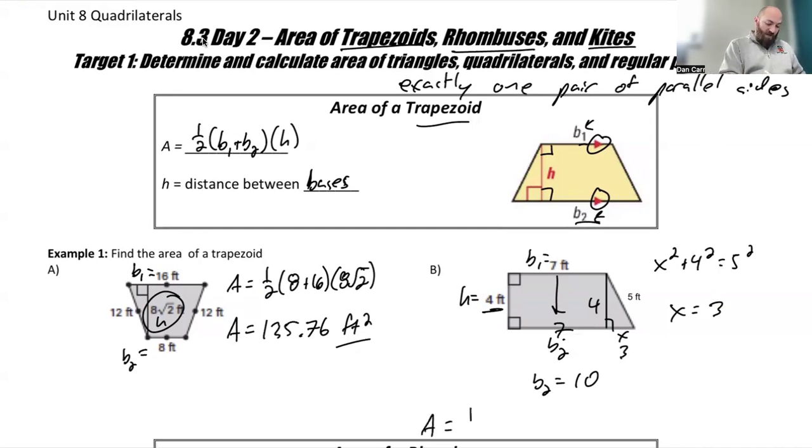So that means my area is now 1/2 of 7 plus 10 times my height of 4. Okay, so that is going to be 17 times 2, that'll be 34, and those will be square feet. I believe 0.5 times 17 times 4. Yep, 34. Okay.